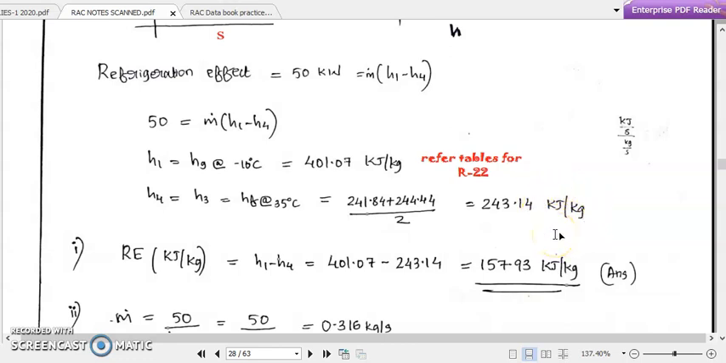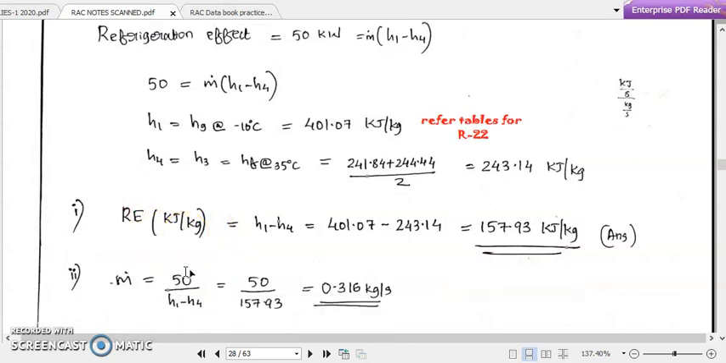Now our first portion is over. We have found out H1 and H4. Already in the last session we have written down this relation: refrigeration effect is nothing but 50 kilowatt, which will be equal to m dot into H1 minus H4. So we can write the refrigeration effect, which will be in kilojoules per kilogram, as H1 minus H4, that is without this m dot, the difference value, and it will be 157.93 kilojoules per kilogram.